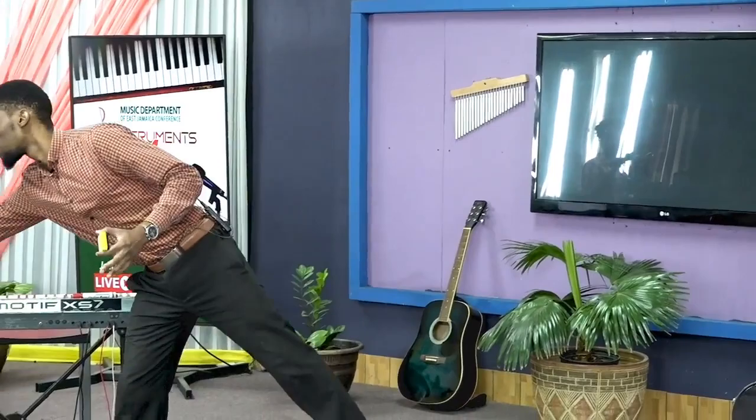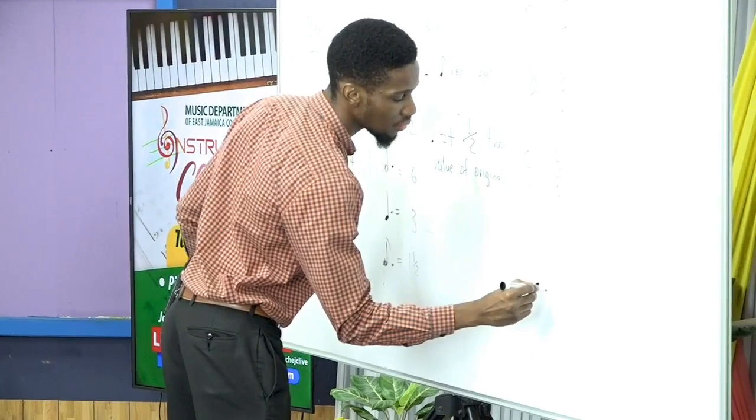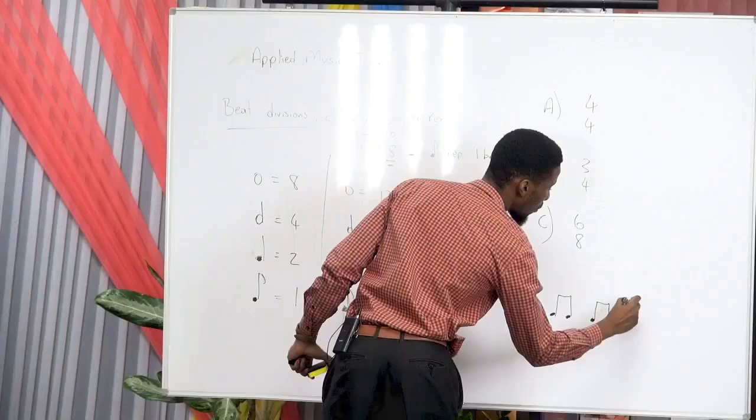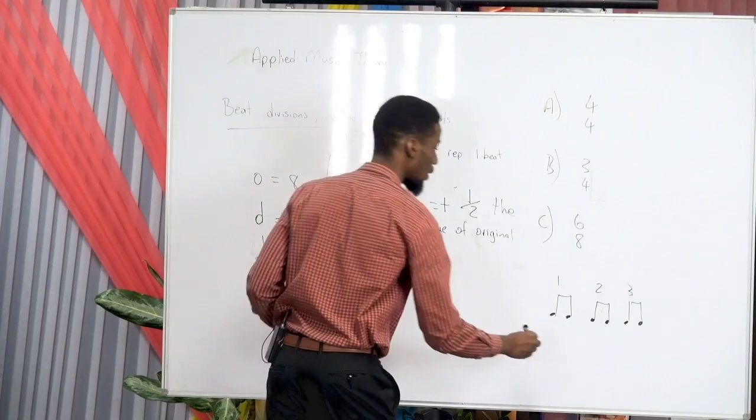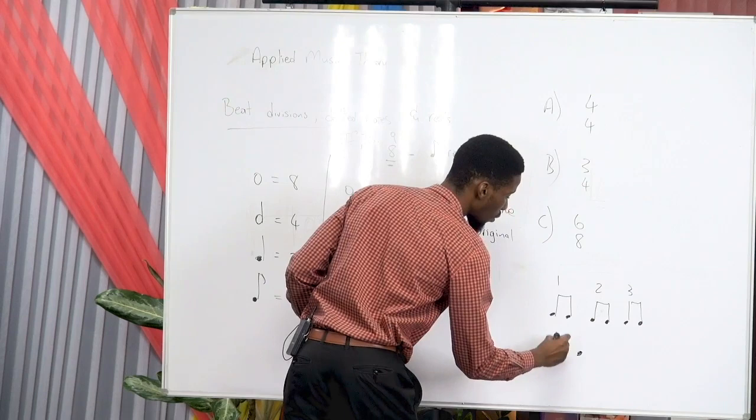Praise leaders, this one applies to you. Sometimes I see people conducting 6-8 in 3. It's not wrong, because technically you could divide 6-8 in three. You could divide it as three sets of two quavers. But the proper way to divide 6-8 is two sets of three quavers.